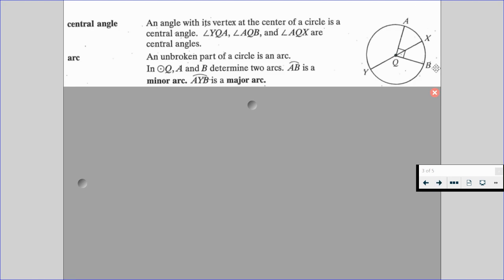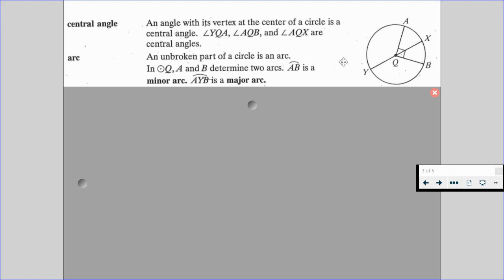So over on the right-hand side of our screen, we do have a diagram. We have circle Q, and there are points on the circle A, X, B, and Y. Going over to the left-hand side, we have a couple definitions that we want to establish. So the first thing we're going to talk about is what's called a central angle. So an angle with its vertex at the center of a circle is a central angle. So angle YQA, angle AQB, and angle AQX are all central angles. Notice how Q is in the center of a circle, and Q is always our vertex of those angles. A, X, and B, as well as Y, are all on the circle.